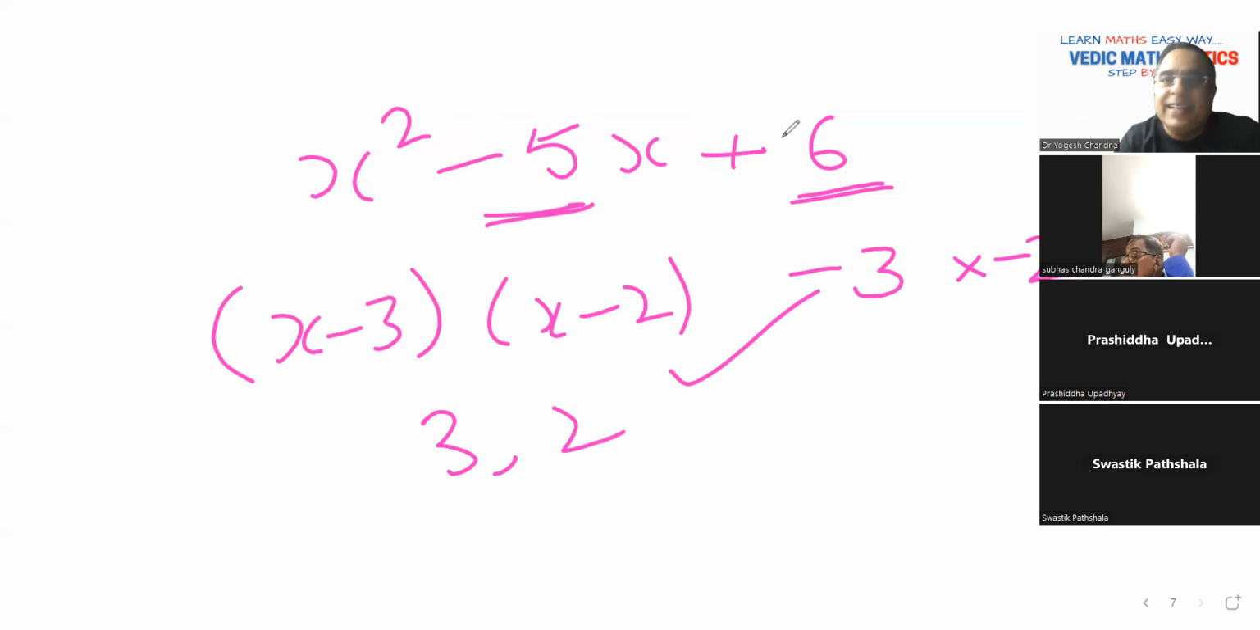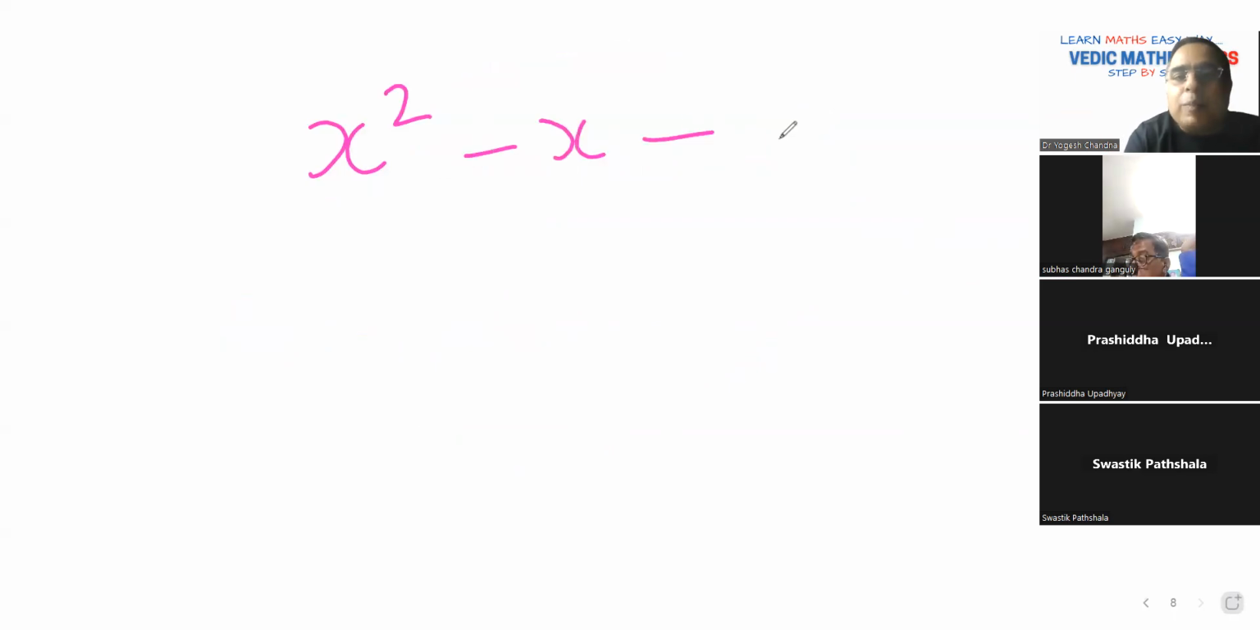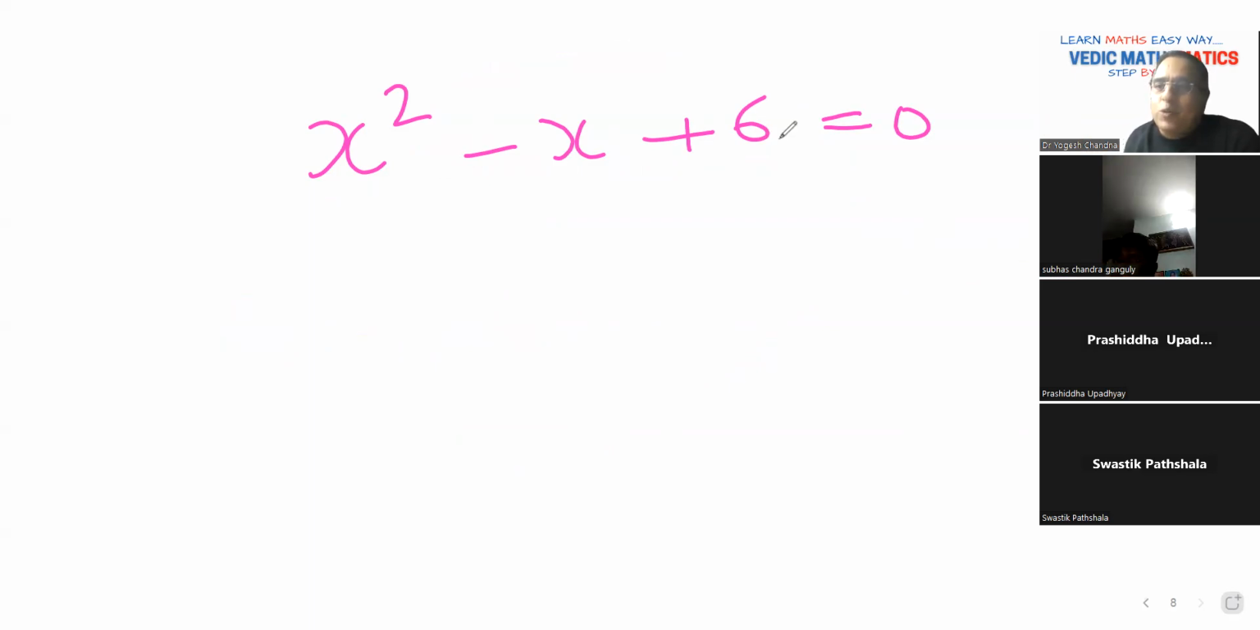Is it clear? Because 6 into 1 is 1. Here the term A is 1. So that was so easy. Okay, I'll give you one question, an easy one. x square minus x plus 6 is equal to 0. Can you find out? It's very similar to what we did just now. x square minus 5x plus 6. So x square minus x plus 6. There is a very small difference.